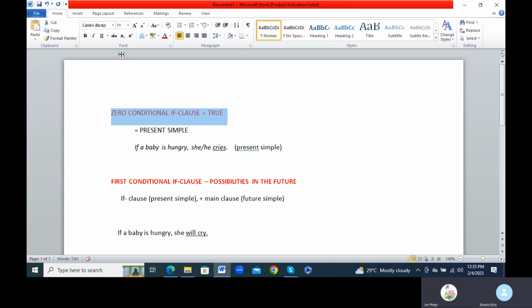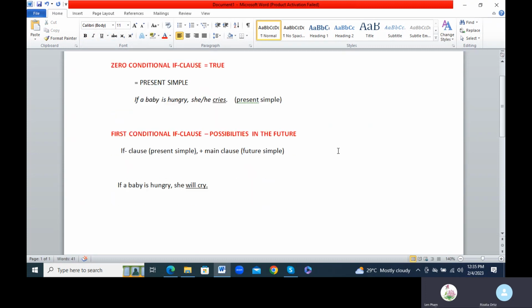Also, maybe, teacher, can you put numbers? Number one, number two. Okay. Then we will know how many kinds of if clauses there are.